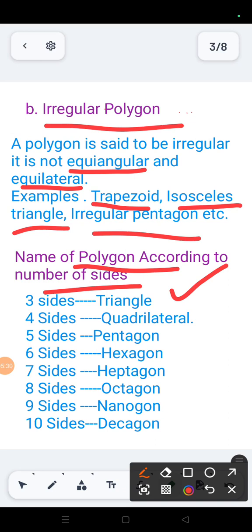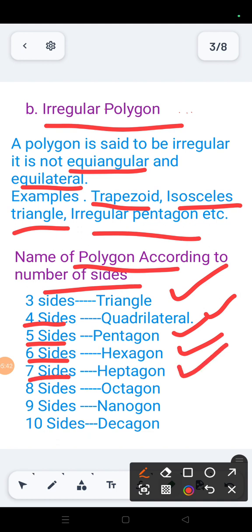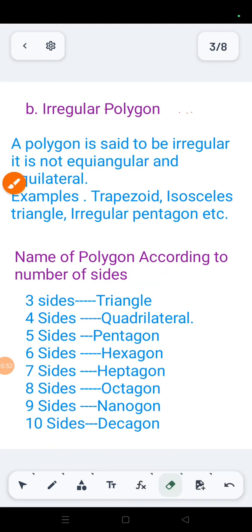Next is the quadrilateral. In quadrilateral there are four sides. Next, pentagon has five sides. In hexagon, six sides. In heptagon, seven sides. Octagon, eight sides. In nonagon, there are nine sides. In decagon, there are 10 sides. So these are the names of the polygon according to number of sides.